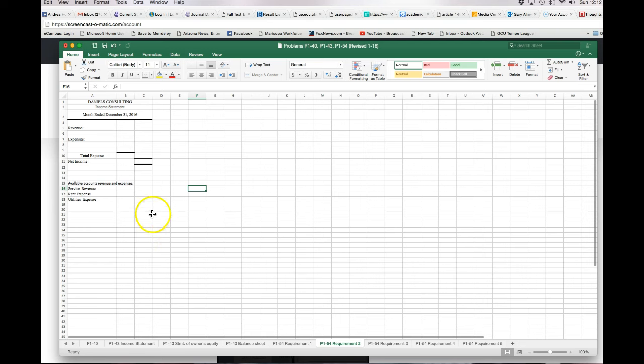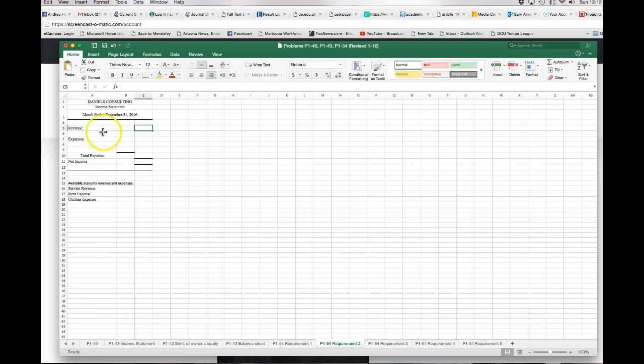So you're going to create your income statement, and you're going to take your revenue account, service revenue, put in the amount, list your expenses, their amounts, total your expenses, and then for net income, subtract your expenses from your revenue. And again, here are your available accounts.